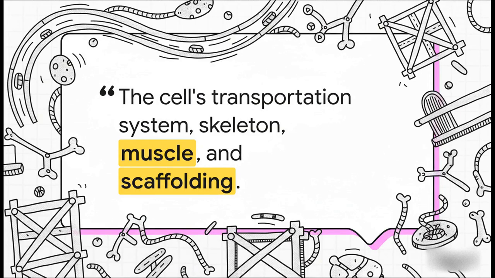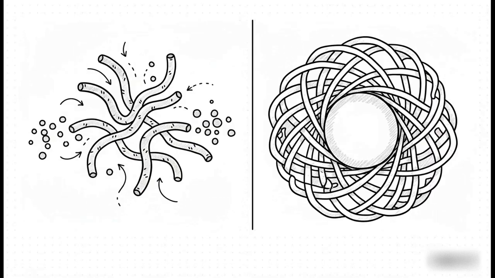So when you put it all together, you realize these aren't just three separate components, they are one beautifully integrated system, and I think this quote just captures it perfectly. It's the cell's transportation system, its skeleton, its muscle, and its scaffolding, all working together at the same time. And this really highlights the genius of the cell's design. It's a system of beautiful contrasts.